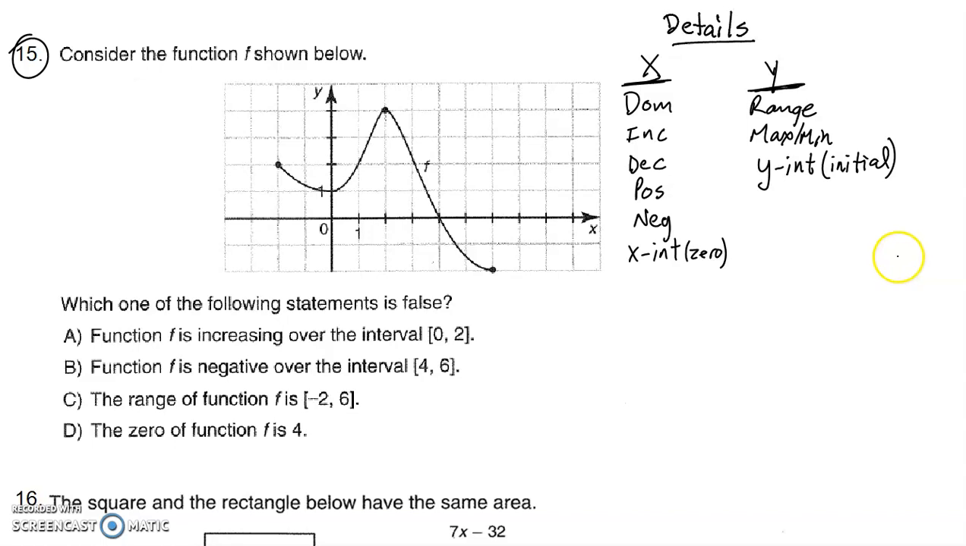So I'm not going to go all through this. You're going to have to review that on your own. But which of the following statements is false? Is the function increasing from 0 to 2? Well, x equals 0, yeah, to x equals 2, yes, it's increasing on that interval.